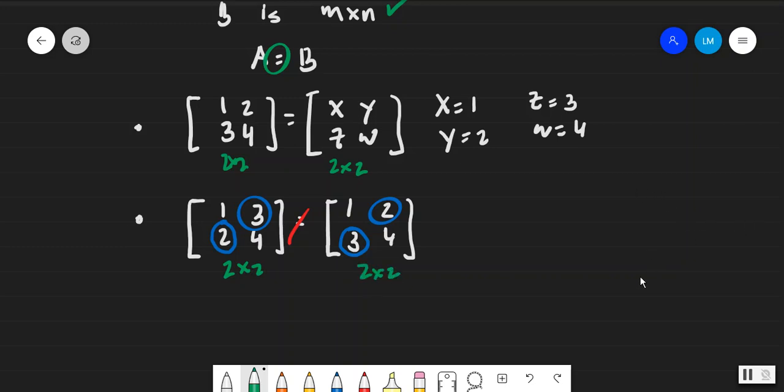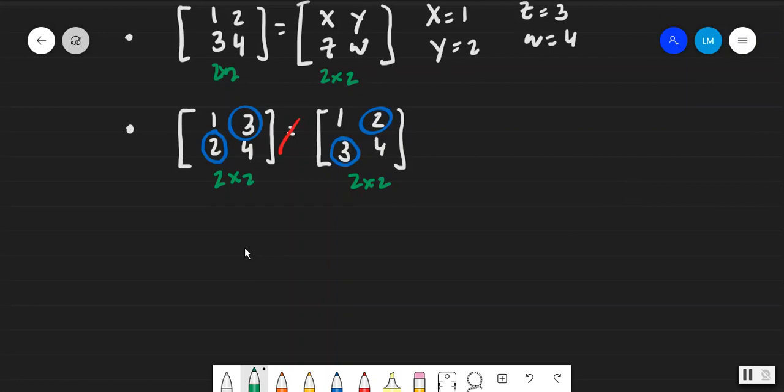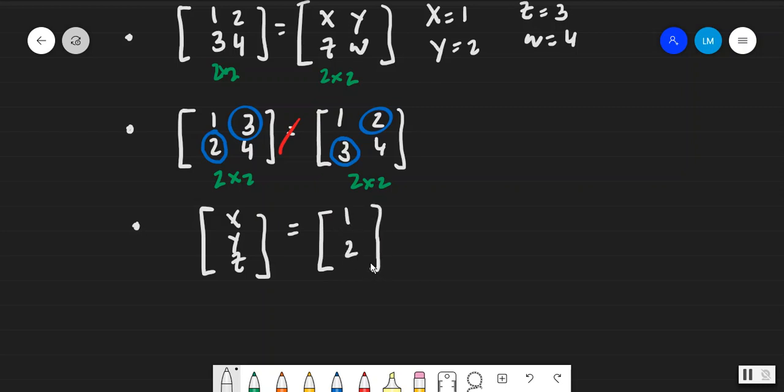Okay, well, what if we had something like a matrix like x, y, and z, and we said that this is equal to 1 and then 2. Well, this cannot be true either. Why? It's because the dimensions actually are not the same. You have a 2 by 3, and then you have a 2 by 1. These dimensions do not match at all. So in that case, these two matrices cannot be equal.